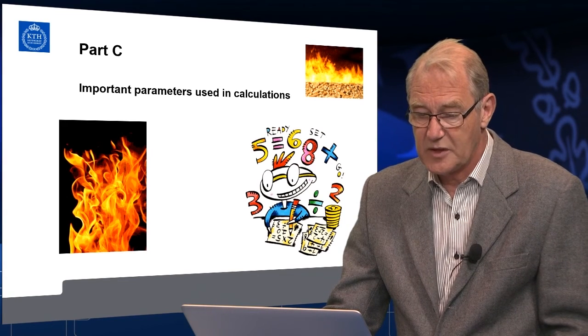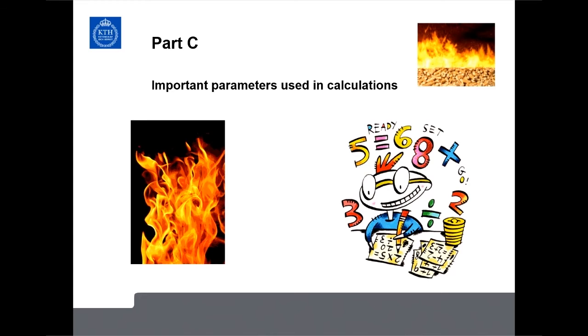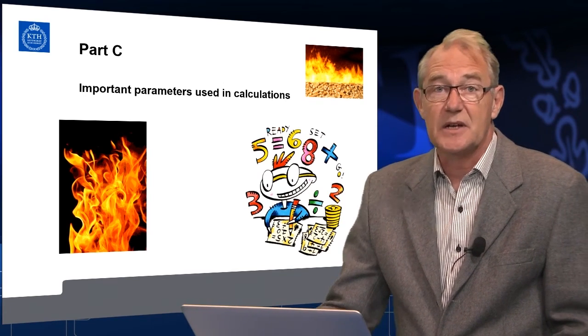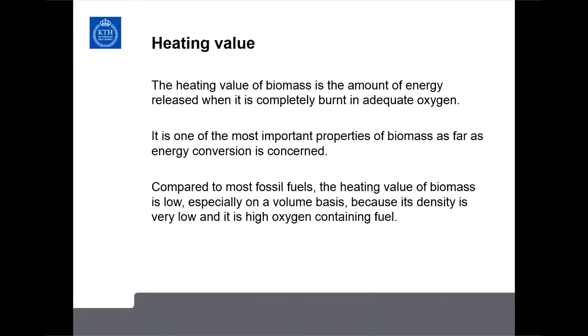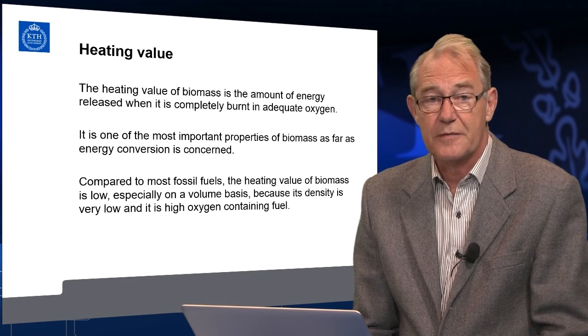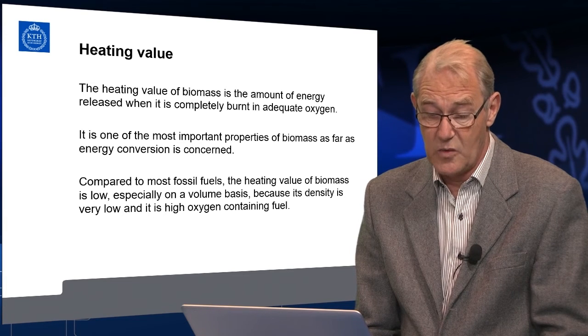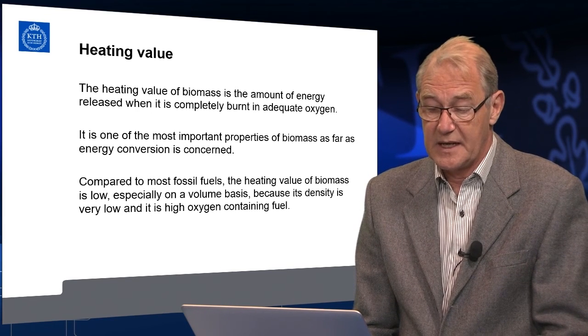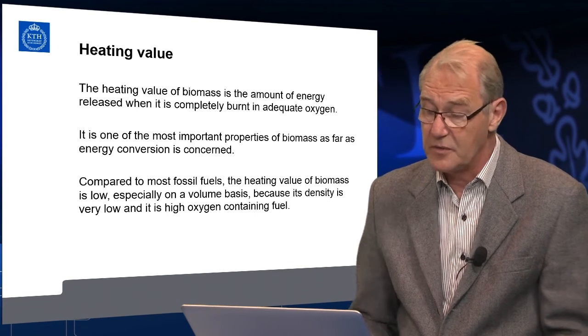Part C. We have talked about part A and part B, and now we have the final part, part C, which accounts for important parameters used in calculations. We start with the heating value. The heating value of biomass is the amount of energy released when it is completely burnt in adequate oxygen. It is one of the most important properties of biomass as far as energy conversion is concerned. Compared to most of the fossil fuels, the heating value of biomass is quite low, especially on a volume basis, because its density is very low and it's a high oxygen containing fuel.